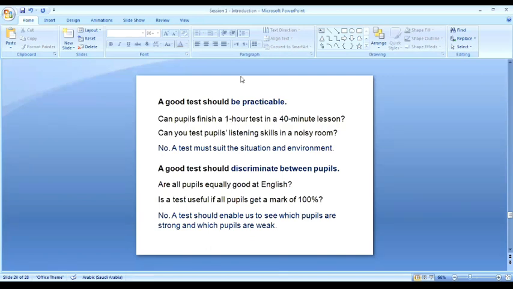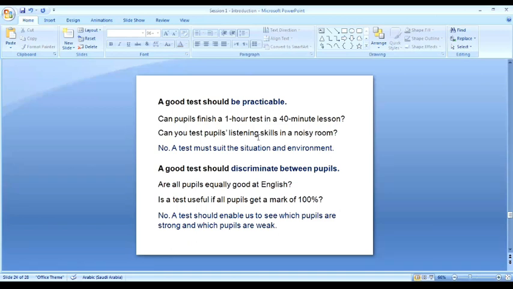A good test should be practicable. Can pupils finish a 1 hour test in a 40 minute lesson? Can you test pupils' listening skills in a noisy room? No. A test must suit the situation and environment. Practicable means you should put all the students in one room. You cannot put some students in a room and others under the tree.